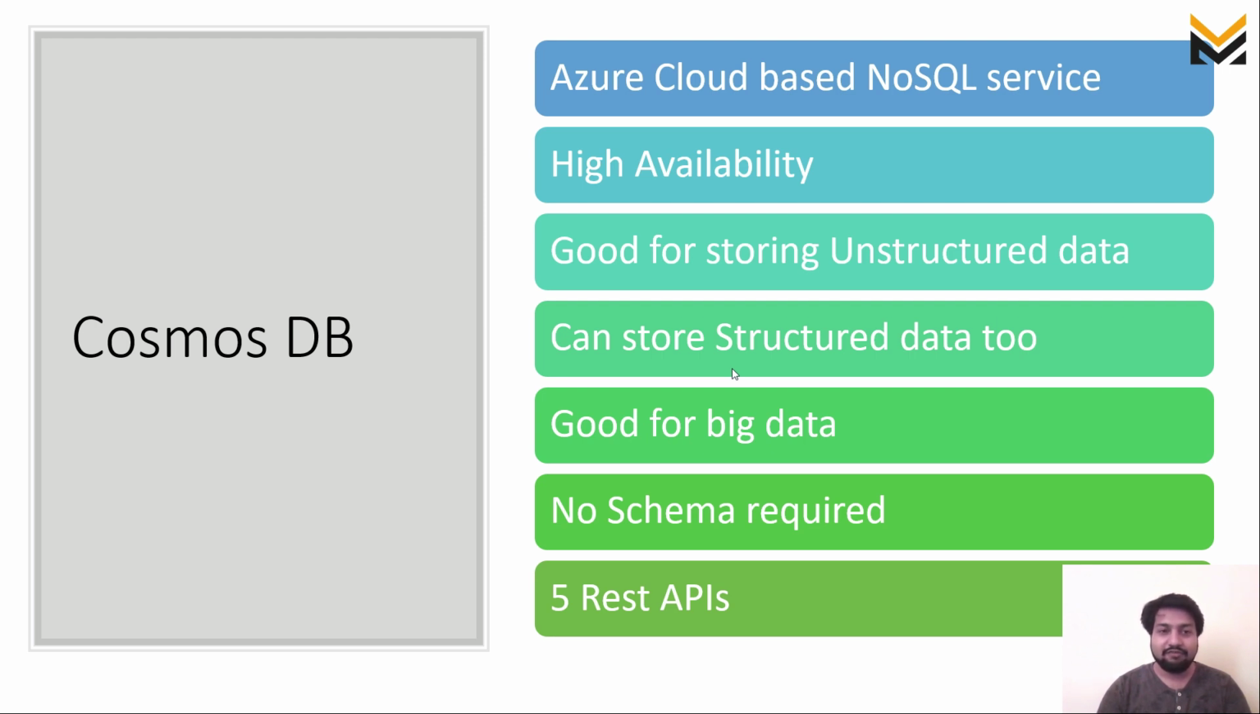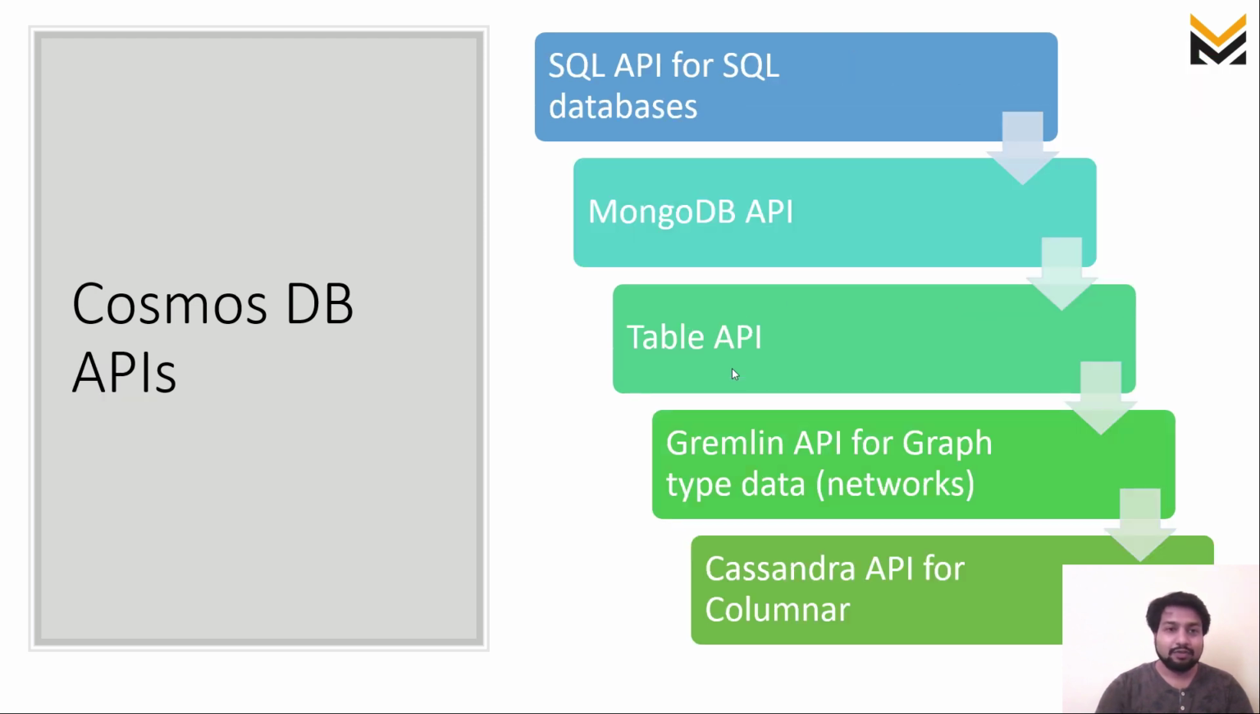No schema is required while preparing the Cosmos DB. The best part, it comes with 5 REST APIs depending upon the data that we are playing with. So those are like these. The first one is SQL API for SQL databases. Yes, you can create SQL databases in Cosmos DB. That is one thing. And to access that data, you get the SQL API.